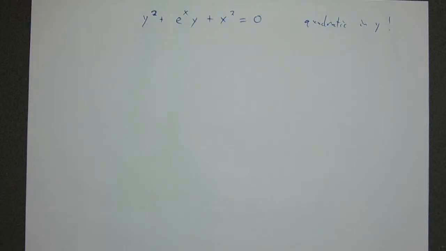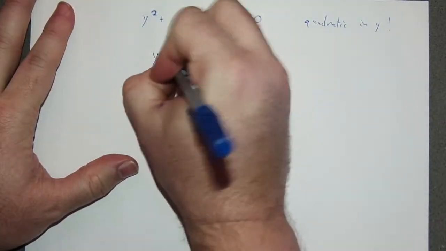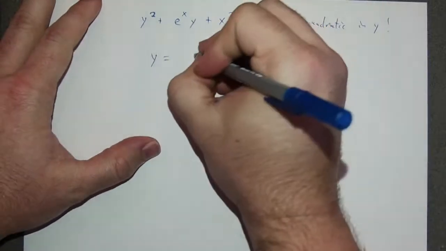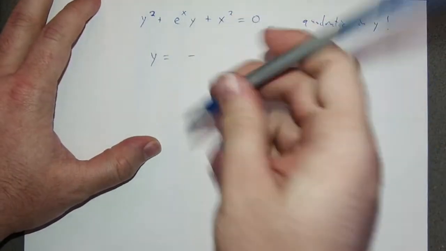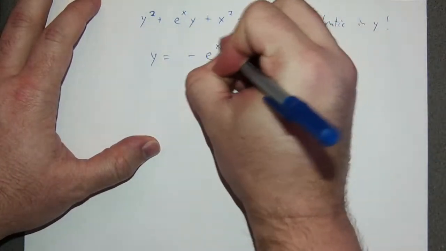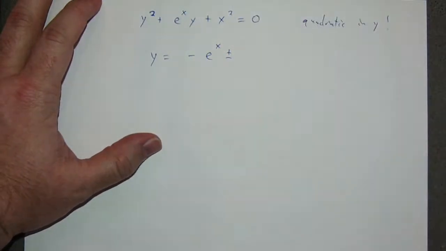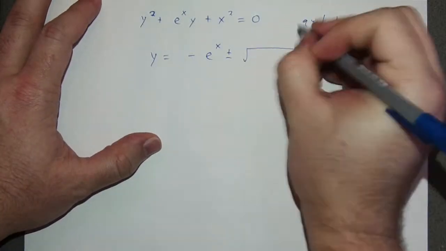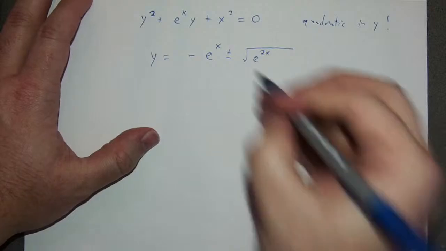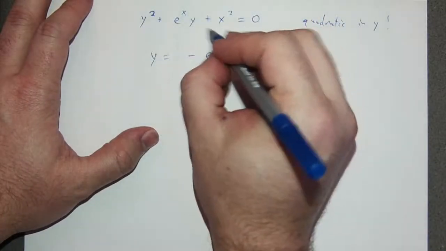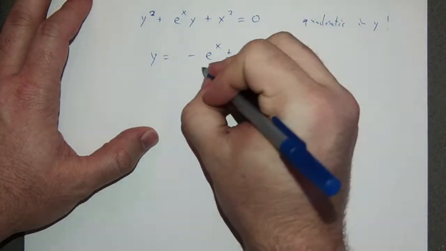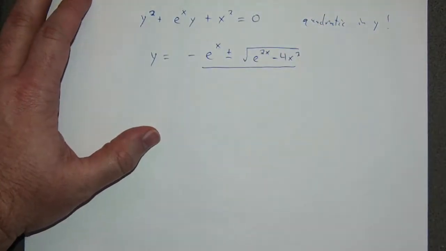And so by the quadratic formula, y is minus b, which is e to the x here, plus or minus the square root of b squared, which is e to the 2x, minus 4ac, which is 1 times x squared, so minus 4x squared, all over 2 times 1.